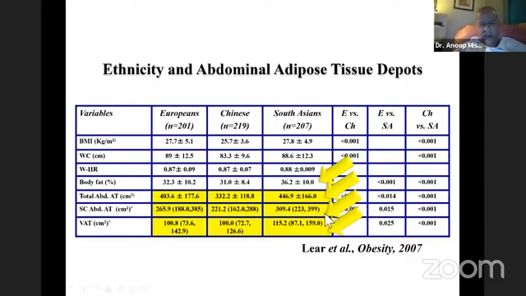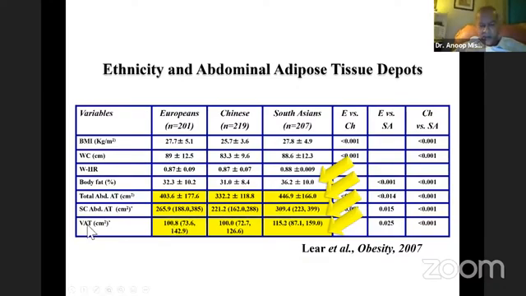Look at this. This is a very good publication by Lear, who has been working on obesity from the UK. And look at this. The BMI matched population, waist circumference almost matched population, but body fat far too high in South Asians. But look at total abdominal adipose tissue area. The total abdominal adipose tissue area is almost 100 higher than Chinese and 50 higher than European. And subcutaneous fat, look at this, 265 here, 221 here, 309.